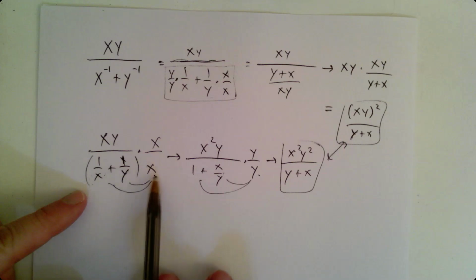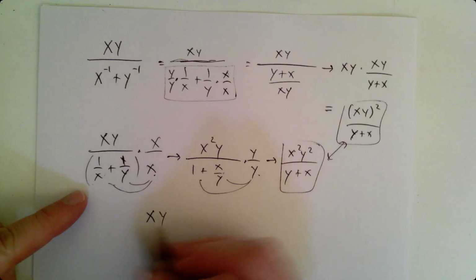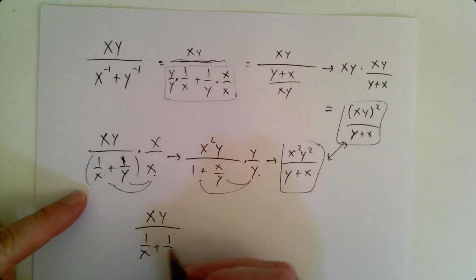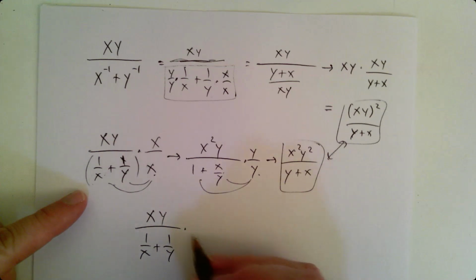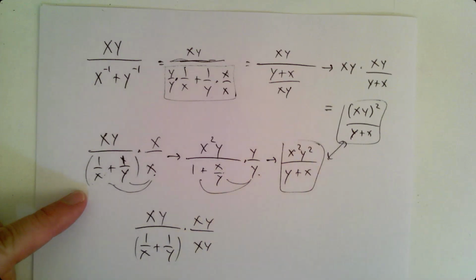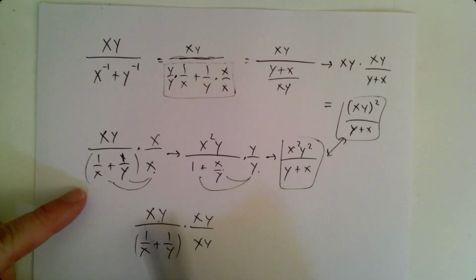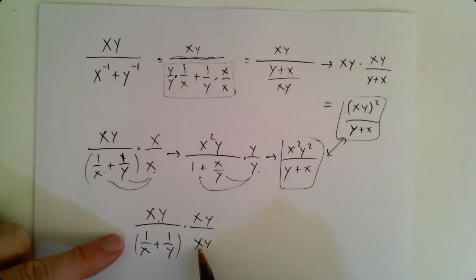I wouldn't have had to multiply in 2 steps either. I could have done it all in 1 step. So let's rewrite the original problem. I could have multiplied by xy over xy. The reason I'm multiplying by xy is not because of the numerator here. It's because multiplying by x is going to clear that denominator. Multiplying by y is going to clear that denominator. I want to clear both of them, so that's why I'm multiplying by both of them.